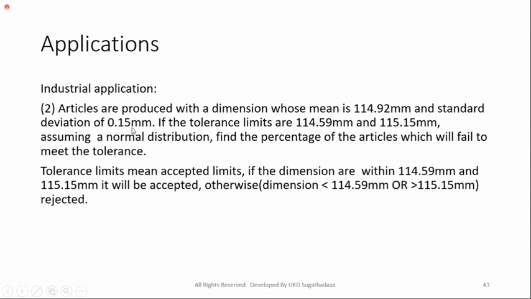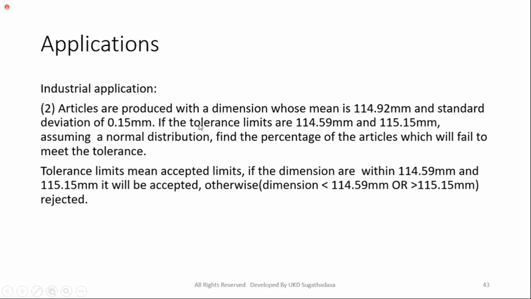0.15 is very small. You know the length of a millimeter, no? 0.15 millimeter means a very small dimension. Normally, you have to have special tools to measure to see this kind of precision, right? Now that part you can understand. The articles are produced with a dimension whose mean is 114.92. That's the required value. When we measure the mean value given in this one, the standard deviation is also given.